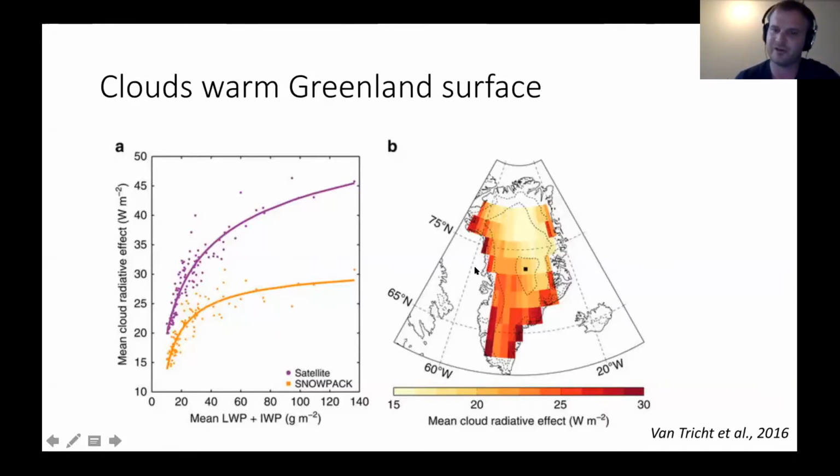And it's positive everywhere, not only in one particular region. No, it's positive everywhere, and especially along the edges, but also in regions like Summit, where it's still 20 to 25 watts per square meter in the annual mean.